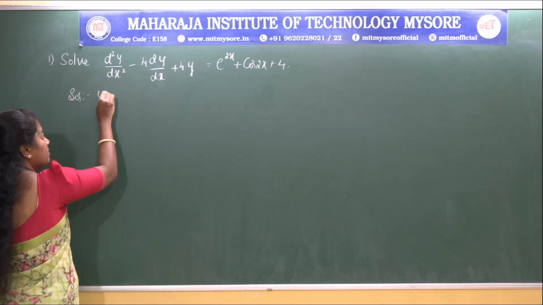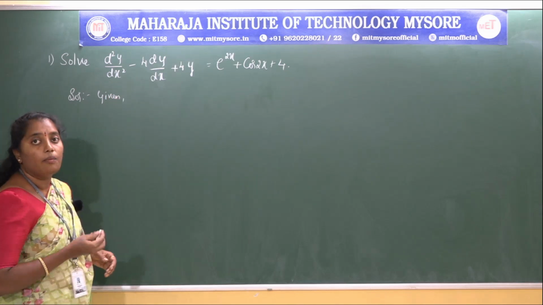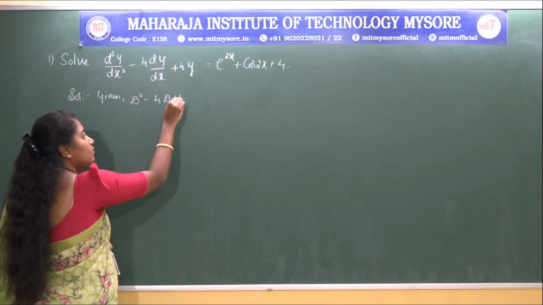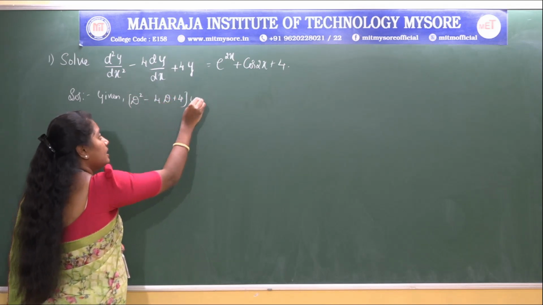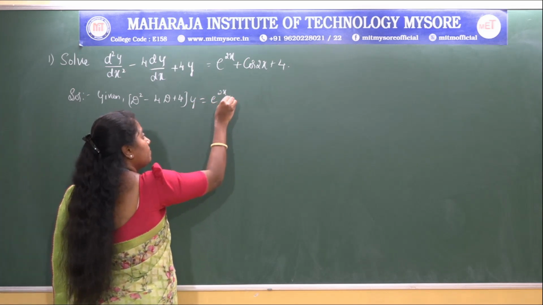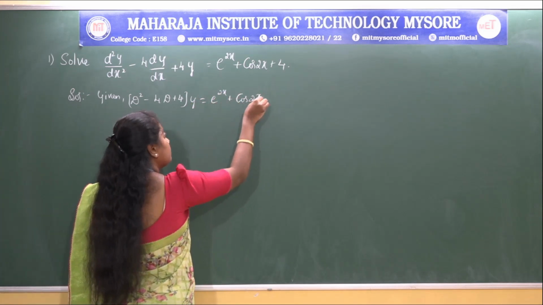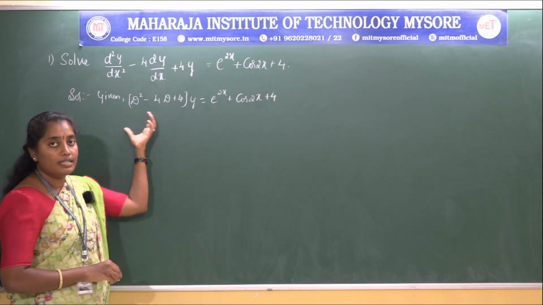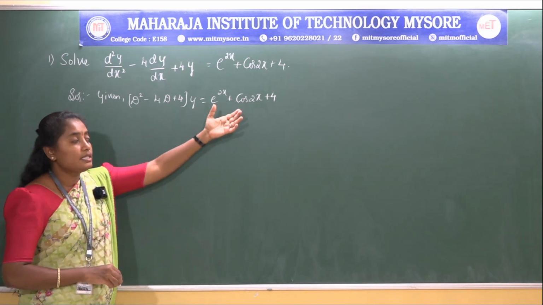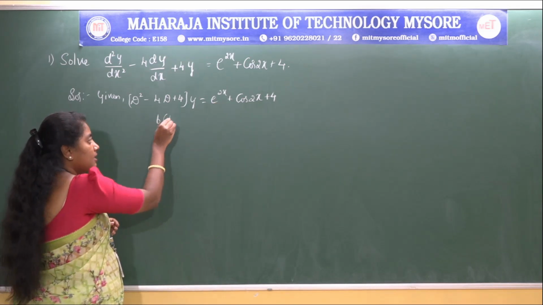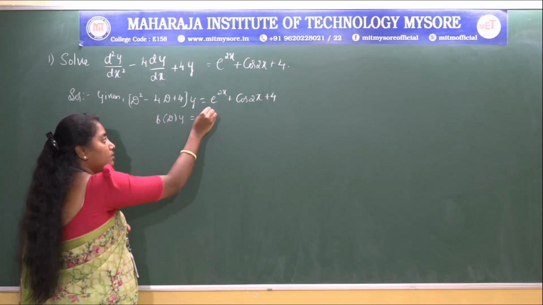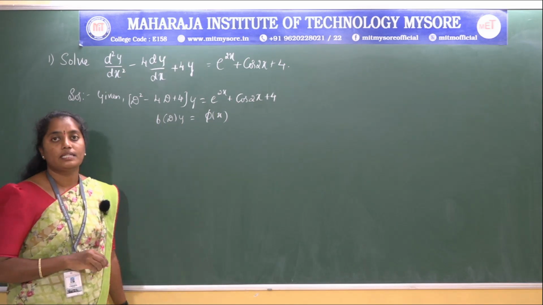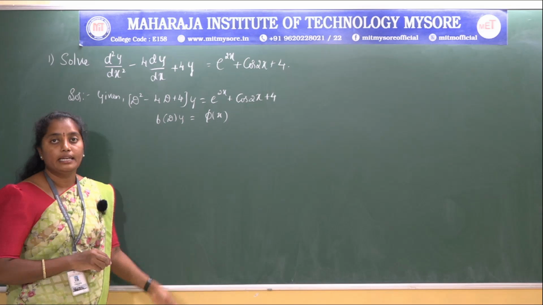So the given equation can be written in differential operator form as d squared minus 4d plus 4 of y equal to e power of 2x plus cos 2x plus 4. So this is the given equation. To find the complementary function, we have to consider the LHS part of the equation, and this is phi of x. This can be written as f of d of y is equal to phi of x. F of d is the differential operator function. Phi of x is the given function in terms of the independent variable.